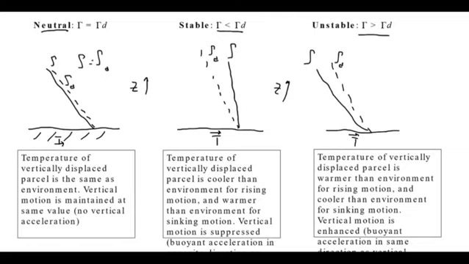As a parcel rises adiabatically, it cools according to the adiabatic lapse rate, but you can see it would be warmer than its environment, and it would accelerate. You'd have buoyant acceleration because it's warmer than its environment.